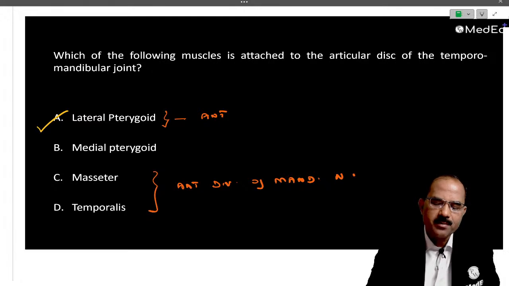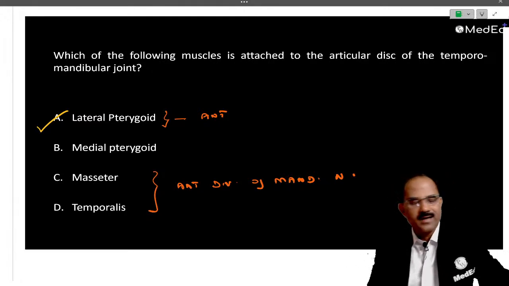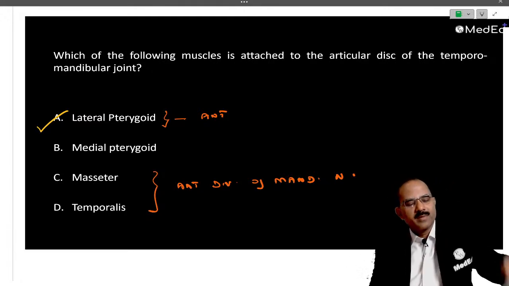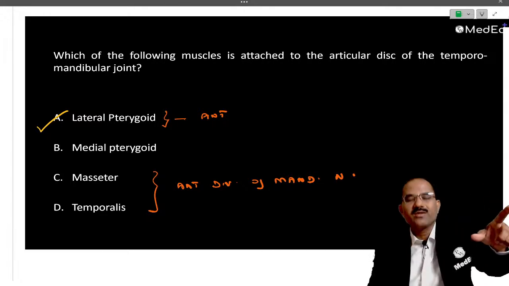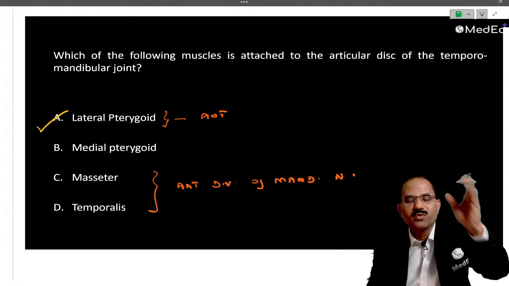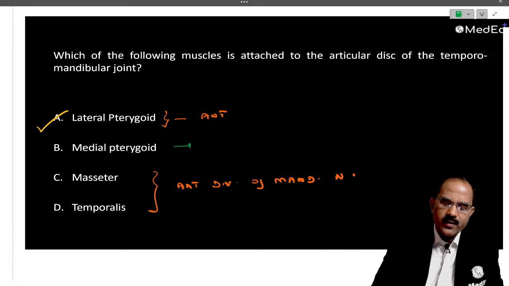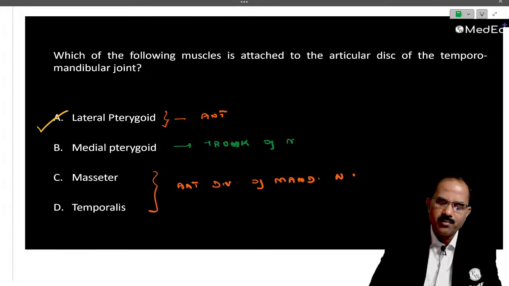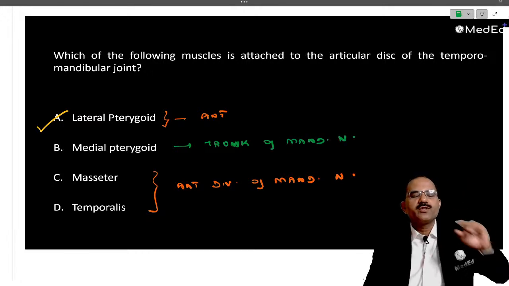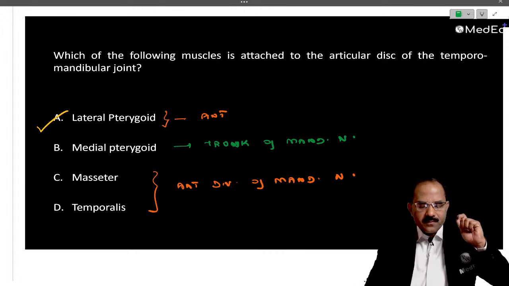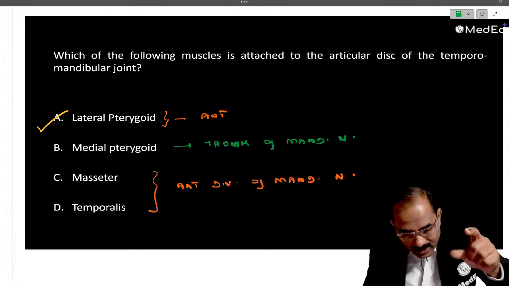Who's going to supply the medial pterygoid? Can anyone answer this? The medial pterygoid is supplied by the mandibular nerve, but no, it's not the anterior division. Any guesses? It's the trunk of the mandibular nerve. That's an MCQ, bacha. The trunk of the mandibular nerve supplies the medial pterygoid.